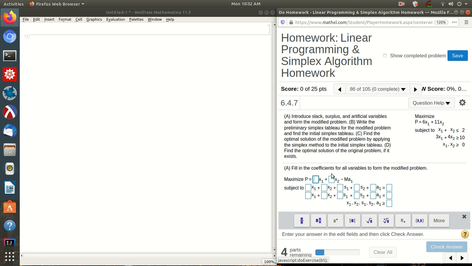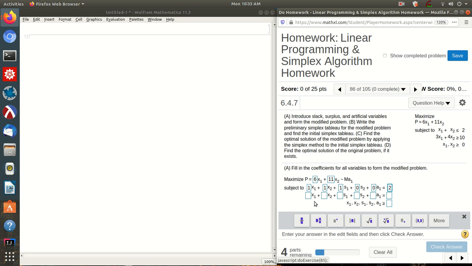Maximize, okay, fill in the coefficients for all variables to form the modified problem. 6x1 plus 11x2 minus big M times the artificial variable, subject to 1x1, 1x2, slack variable, okay, that's a slack variable, no surplus variable, no artificial variable, and that's equal to 2. We don't need a surplus variable or an artificial variable for the first constraint because the first constraint has the form less than or equal to.